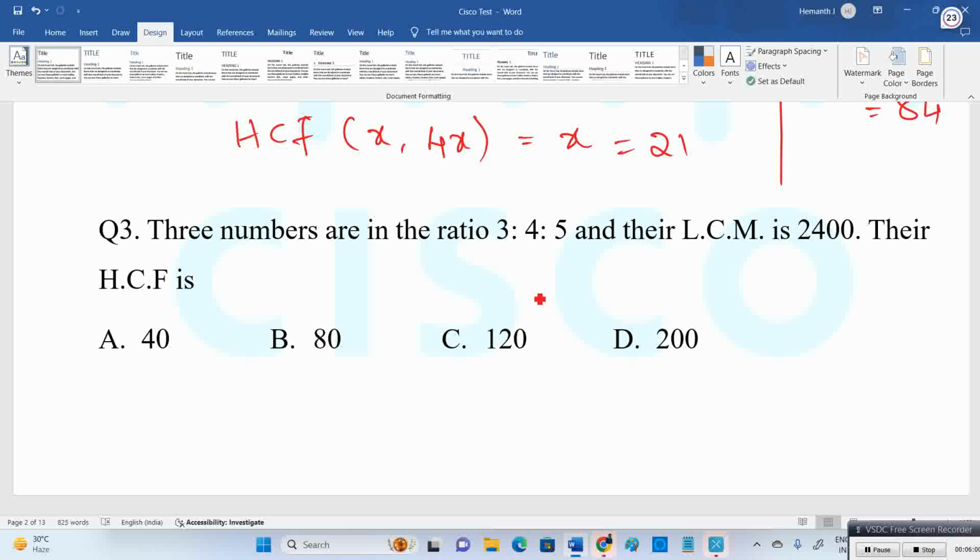Fine. But now first see what the HCF here is. We'll take the numbers as 3k, 4k, 5k. The HCF is k. Yeah, we'll calculate.